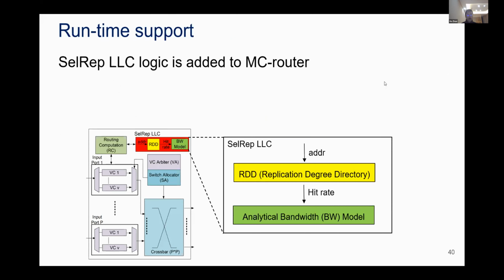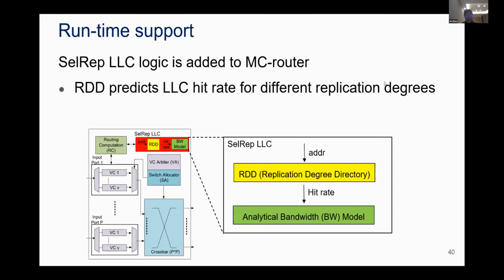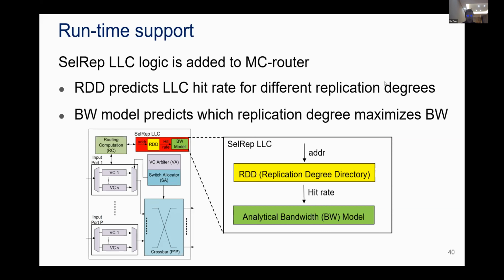We also add the runtime support in selective replication. The changes are added to the MC router. We add the RDD replication degree directory and also the analytical bandwidth model to quantify the bandwidth with different replication degrees. And the changes are very small, details can be found in the paper. RDD predicts the LC hit rate for different replication degrees. And the bandwidth model predicts which replication degree can maximize the bandwidth.